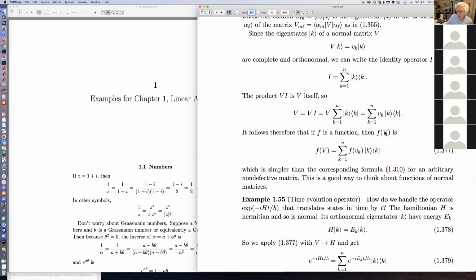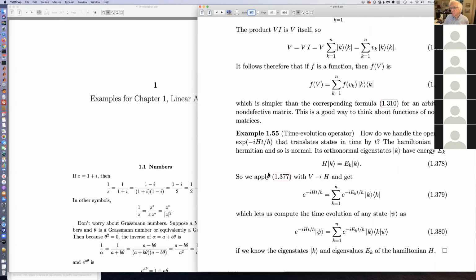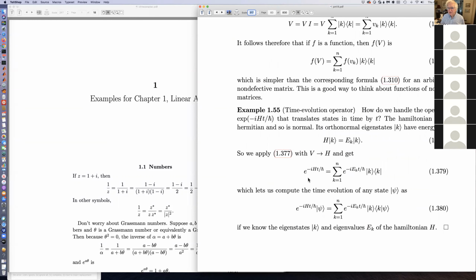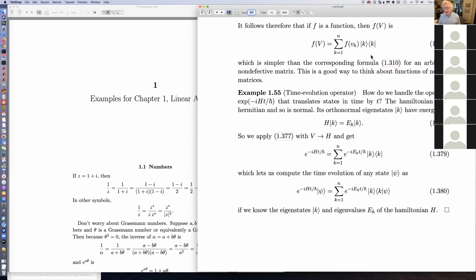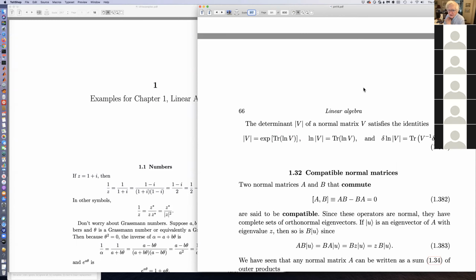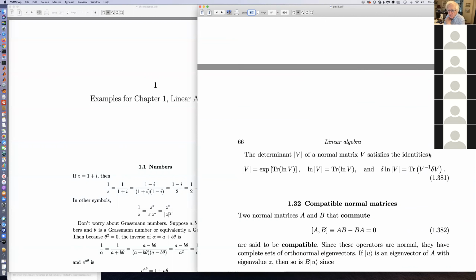And so then we see that if we want to have the function of a normal matrix, f of V is just going to be f of each eigenvalue times the outer product of the eigenvectors. And of course, that's simpler than the previous formula, or at least it's a more direct derivation. Anyhow, let's go on then. This is an example. The determinant of a normal matrix, by the way, also satisfies these identities that I mentioned earlier.